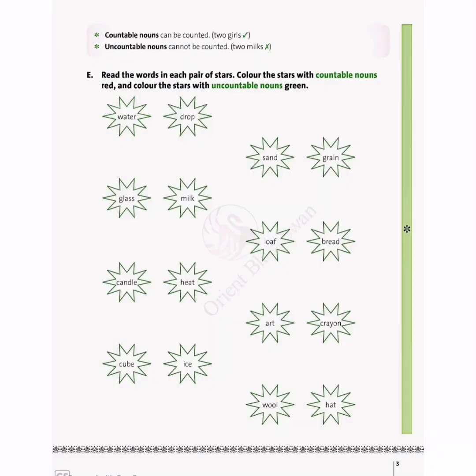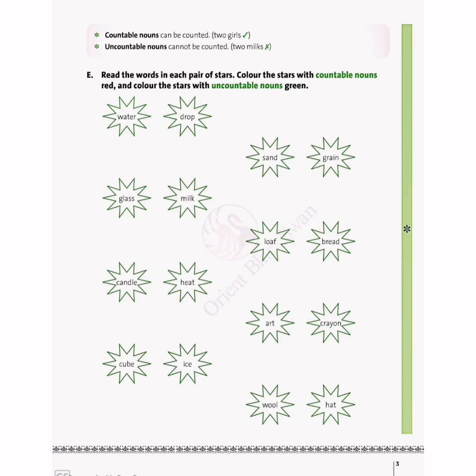Next we have countable and uncountable nouns. Students, I told you that the things which we can count are countable nouns and the things which we cannot count are uncountable. For example, we can count girls, boys, things like cups, pencils. These will be countable nouns. But we cannot count things like milk, water, oil. Like these things we cannot count, so that will be an uncountable noun.